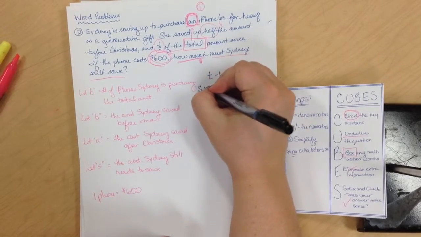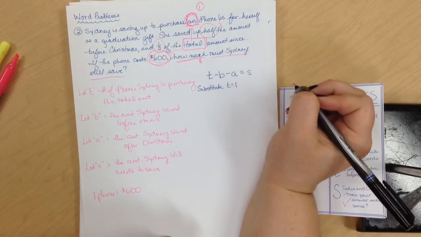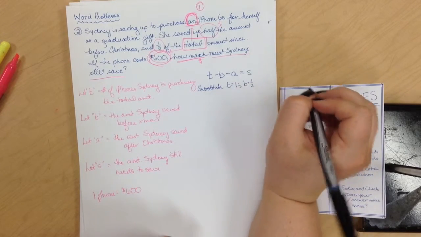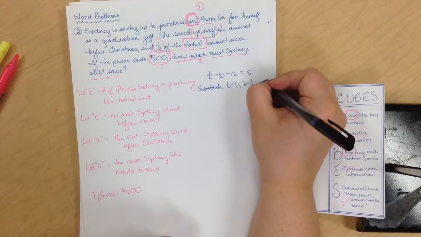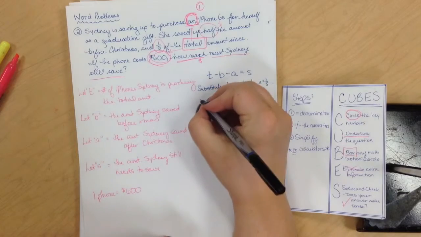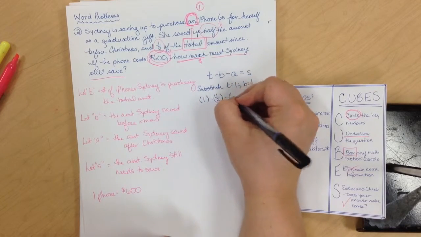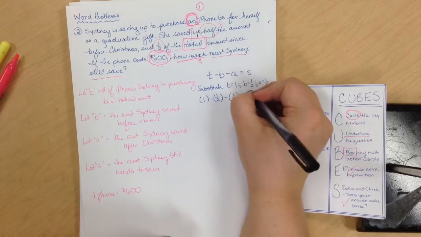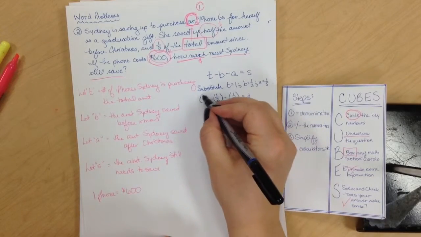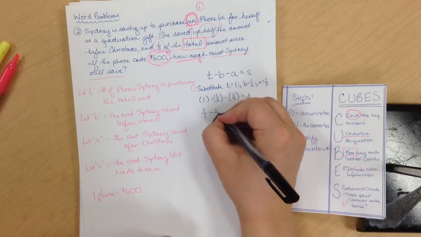So I'm going to substitute. T equals 1 because she's buying 1 phone. B equals half because she saved up half before Christmas. A equals 1/5 because she saved up 1/5 after Christmas. So I have 1, subtract 1/2, subtract 1/5 equals the amount she still needs to save. Again, I have this whole number, so I'm going to put my 1/1 so I can work with these all in fraction form.